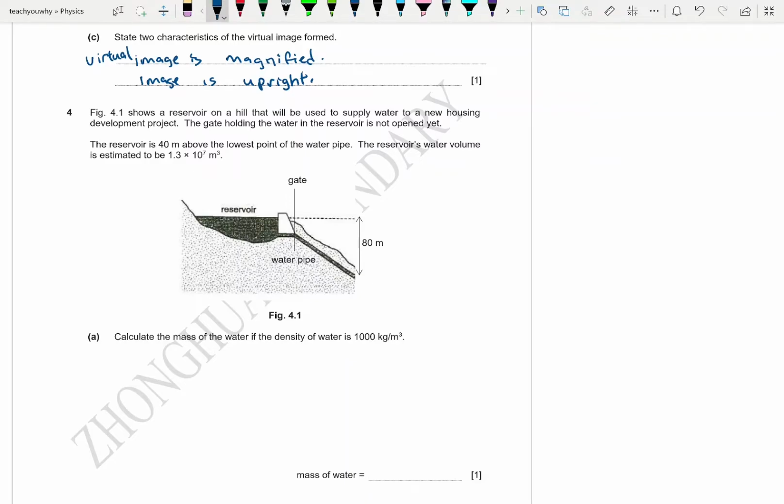Okay, pretty easy. Mass is equals to rho times volume, density times volume. So I have my density is 1000, and then take note, because this is in meter cube and this is also in meter cube, so I can just multiply them. 1.3 times 10 to the power 7. So we get 1.3 times 10 to the power of 3 plus 7, 10.